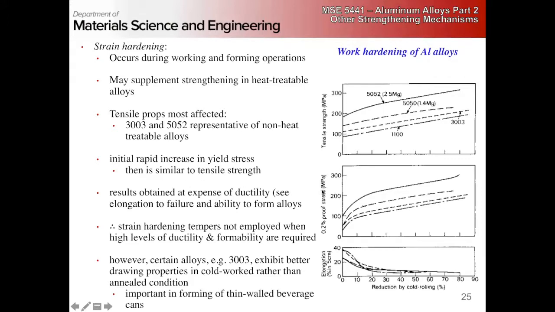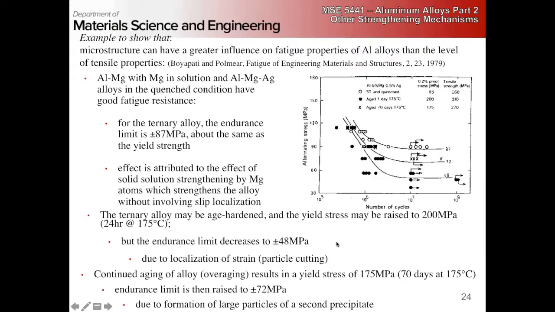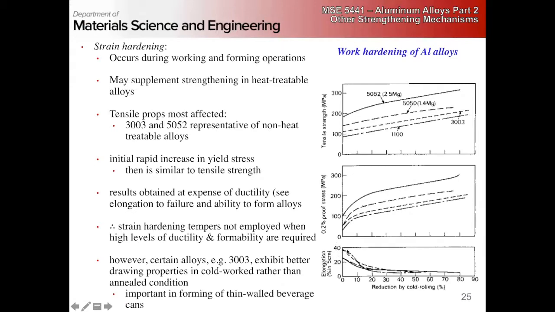So we see a rapid increase in the yield strength, but the trade-off is we see a huge decrease in the ductility with cold working. So we can see in all of these alloys, we go from about 40% elongation down to less than 10 when we have significant cold working in there. You notice 3000 series doesn't drop quite as fast. They have better drawing properties in the cold work.